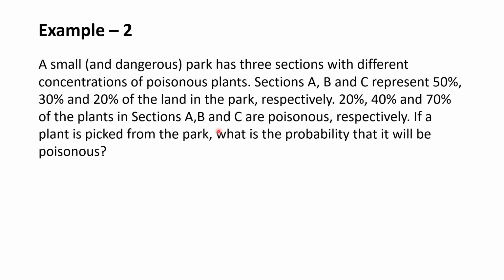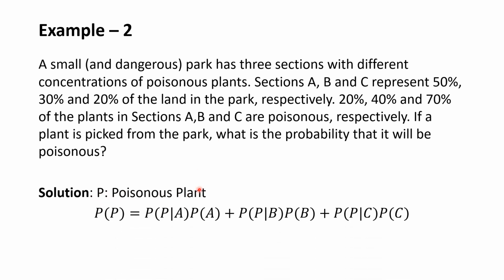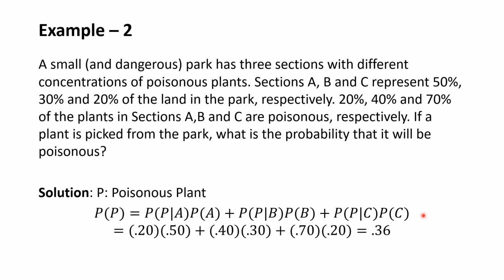Okay, I'm back, and we'll let P equal the event that you've picked the poisonous plant, and then we'll do the law of total probability based on these mutually exclusive and exhaustive events A, B, and C. They take up all the possibilities of where you could have selected the plant from. So here's the law of total probability, and we have all the numbers we need.